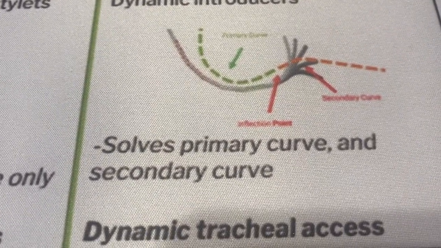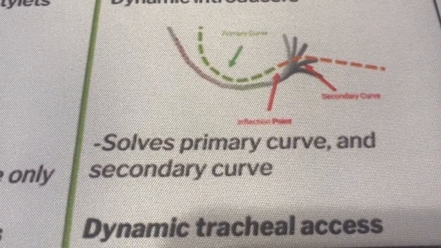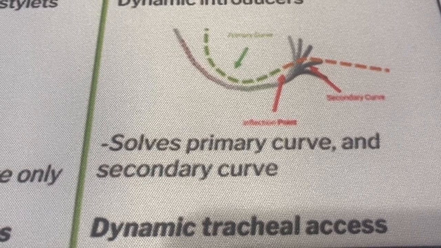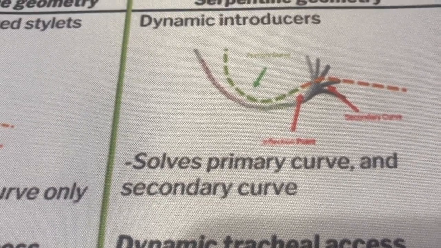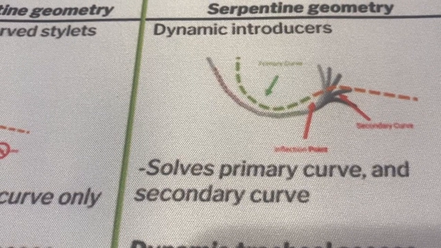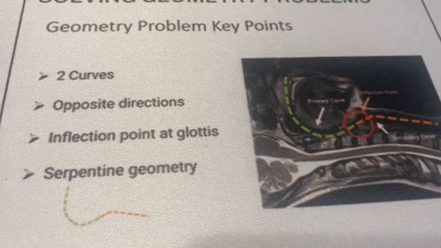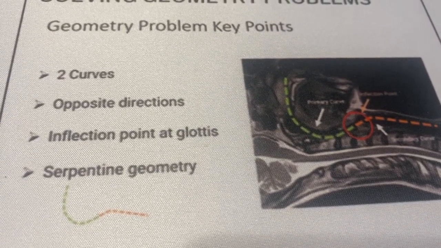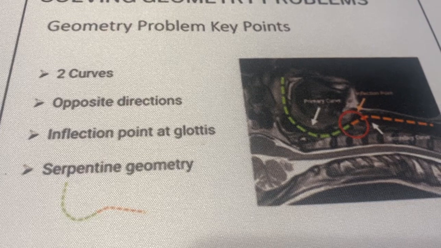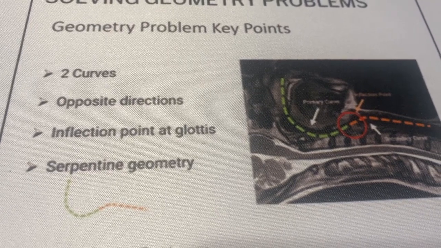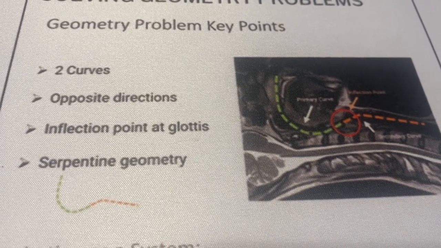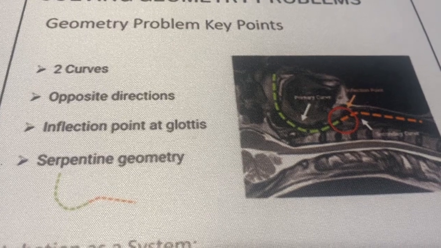And so this is the era of dynamic tracheal access. That's what we're selling, is a tool that can solve all three parts of the geometry problem. It can solve the anterior primary curve. It can move through the inflection point by articulating the tip posteriorly, and then it can travel down the secondary curve without any problems.